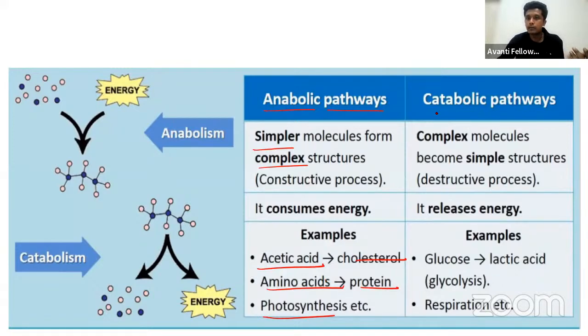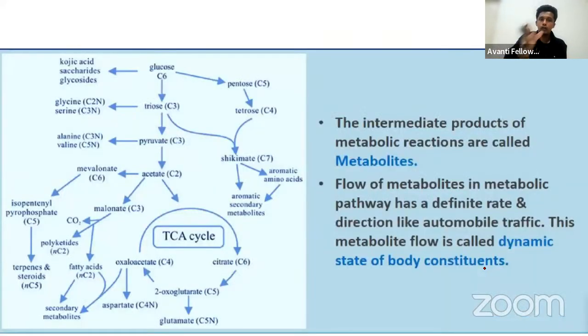Next, when it comes to catabolic reactions, what happens? Complex molecules are broken down to simple ones. For example, glucose is broken down to pyruvate or lactic acid through glycolysis, or through the respiration process. So this is about the two important types of metabolism.